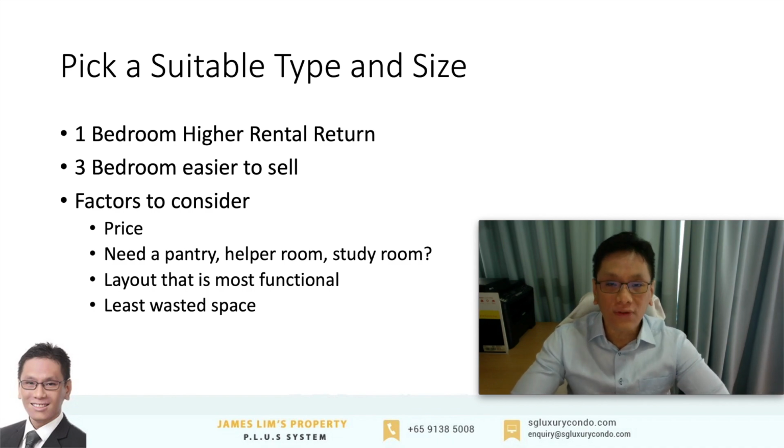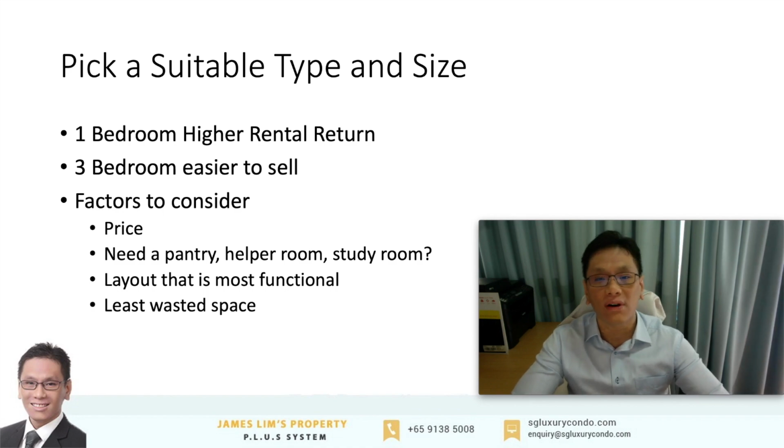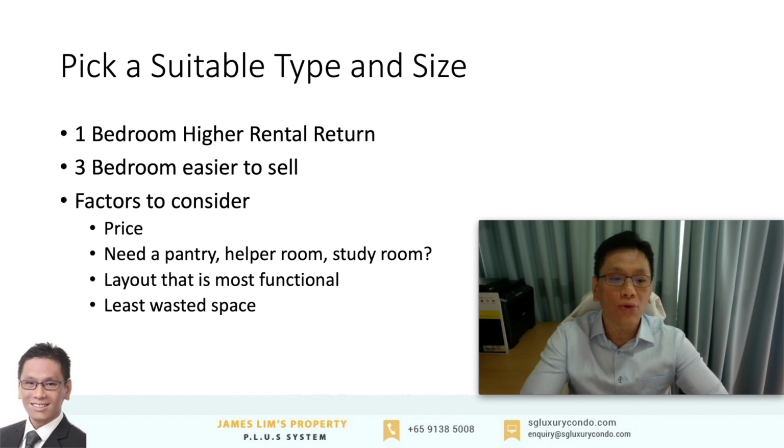If you intend to exit within roughly around 5 years and to do an upgrade, you should be choosing a 2-bedroom or 3-bedroom as it will be easier to sell and your profit margin will be higher. However, if you are holding from the 6 years onwards mark where rental return is more important to you, you want your unit to give you a better return on investment, you should be choosing a 1-bedroom unit.